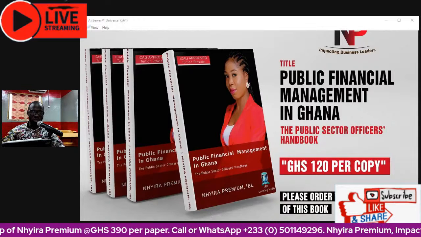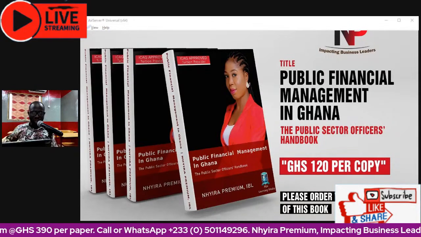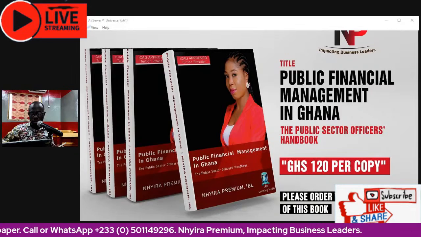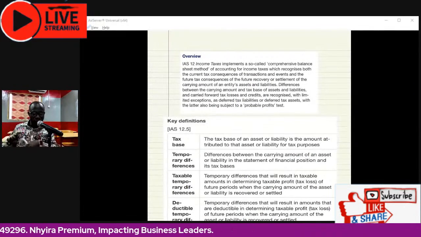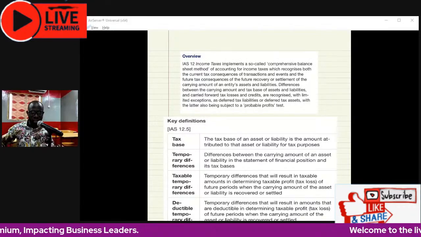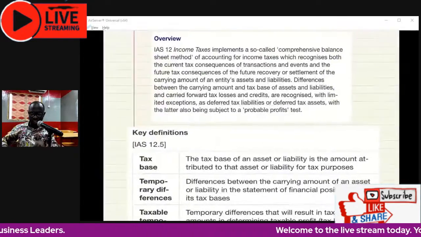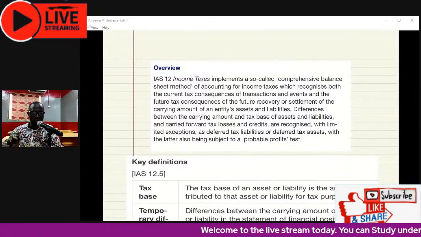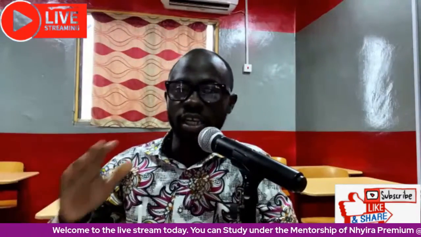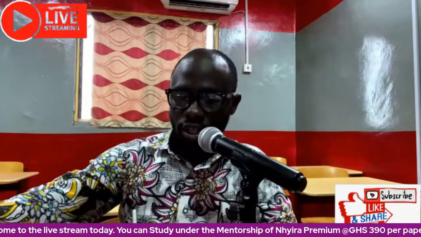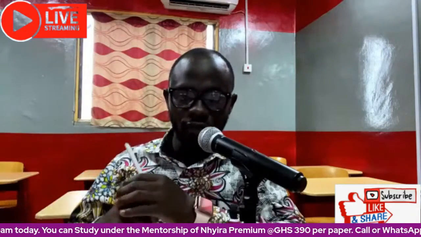As the standard is very critical for students preparing for the corporate reporting or financial reporting examination, ACCA F7, and then ACCA SBR, strategic business reporting, because this is going to be critical for all these subjects as we get into the discussion for today.